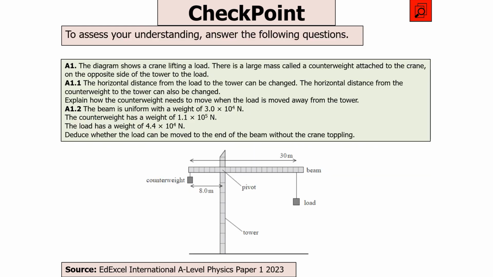The next question says, the diagram shows a crane lifting a load. There's a large mass called a counterweight attached to the crane on the opposite side of the tower to the load. The horizontal distance from the load to the tower can be changed, and the horizontal distance from the counterweight to the tower can also be changed. Explain how the counterweight needs to move when the load is moved away from the tower. The beam is uniform with a weight of 3 times 10 to the 4 newtons, and the counterweight has a weight of 1.1 times 10 to the 5 newtons. The load has a weight of 4.4 times 10 to the 4 newtons. Deduce whether the load can be moved to the end of the beam without the crane toppling. So pause the video now, then unpause the video when you want to go through your answer.